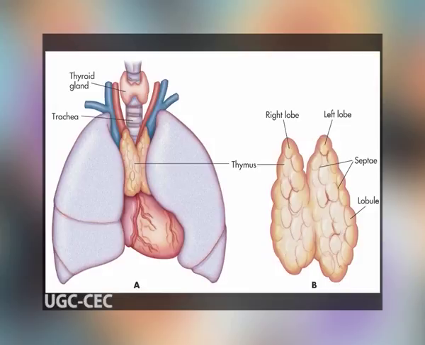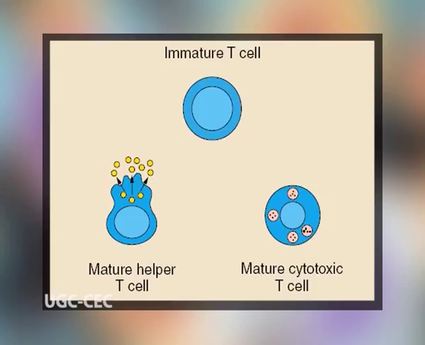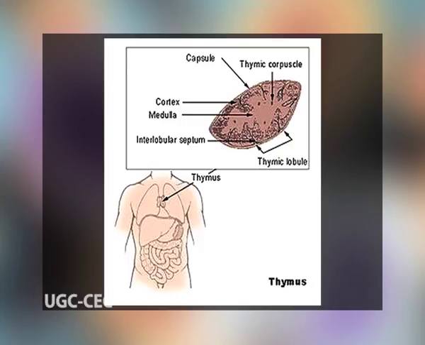T cell maturation involves rearrangements of the germline TCR genes and the expression of various membrane markers. In the thymus, developing T cells known as thymocytes proliferate and differentiate along developmental pathways that generate functionally distinct subpopulations of mature T cells. The thymus occupies a central role in T cell biology.